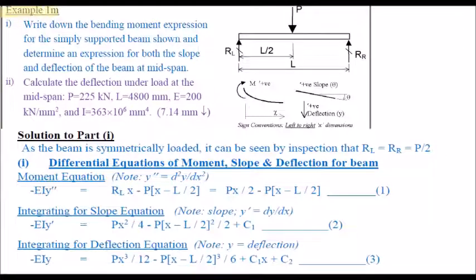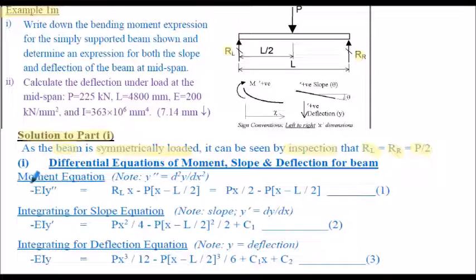So example 1, here's the solution to part 1. So the first thing we need to do in all the questions is to find the reactions. Now in this particular example, the beam is symmetrically loaded, so by inspection we can clearly see that the left-hand and right-hand reactions will be equal to half the concentrated load. So RL and RR, they're both equal to P upon 2. So we have our reactions, we know what these values are.